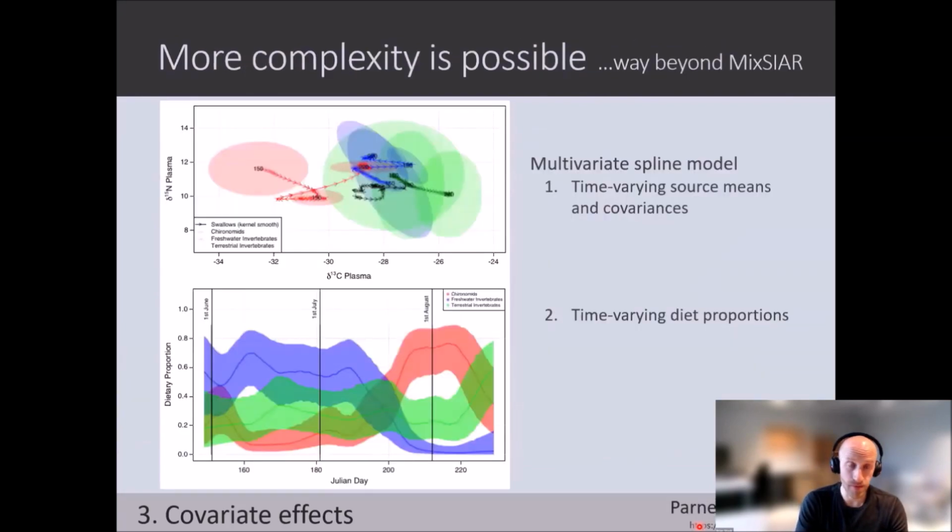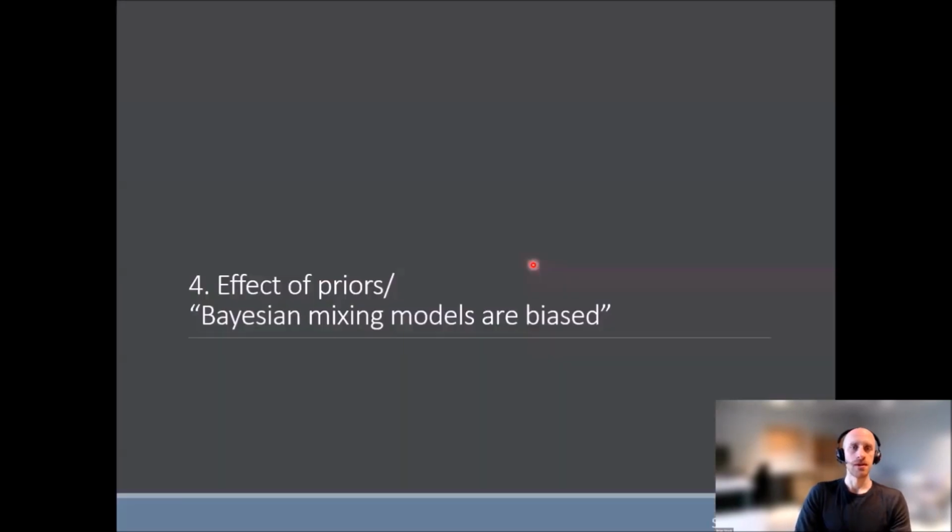And then if you are willing and able to code your own JAGS models, you could add a lot more complexity that is beyond the scope of a package. It's difficult to write in a general way all of the things that you might want to do. But this is an example of a pretty cool, quite complex effect from the Parnell paper, where they had this multivariate spline that allowed their source means to be time varying and also have covariance. And then the diet proportions were also a smooth function of time. That's quite neat and I think worth highlighting.